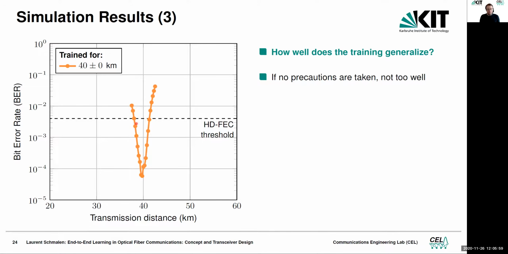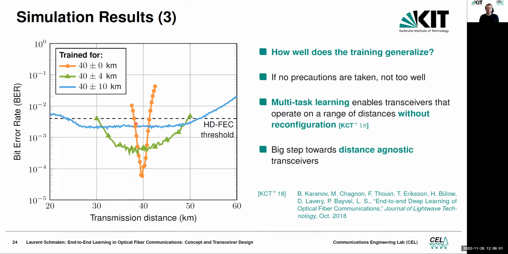But we solved this problem, and we can apply a technique called multitask learning, where we allow the transceiver to operate on a range of distances without needing reconfiguration. So we can find parameters of our transmitter and receiver neural networks that are not trained on a distance of 40 kilometers, but on, let's say, 40 plus minus 4 kilometers. We take a hit on the lowest bit error rate that we can achieve, but we can operate over a region of 10 kilometers, well below the ABC threshold, without needing a reconfiguration.